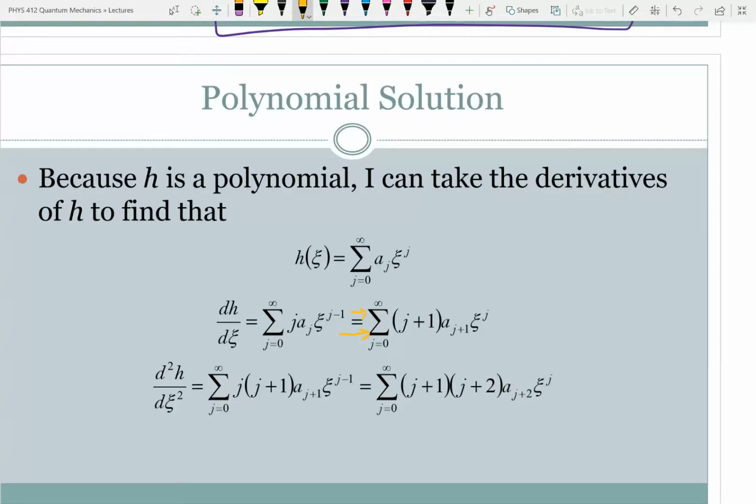I'm not sure why, but we changed our j's to j plus 1. That's right. We changed our j to j plus 1. The reason for doing that is so we can have the summations for our original function, our first derivative, and our second derivative all have the same sum from j equals 0 to infinity. And so that's the reason for it.